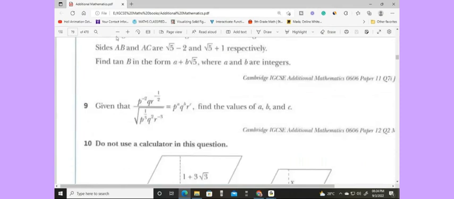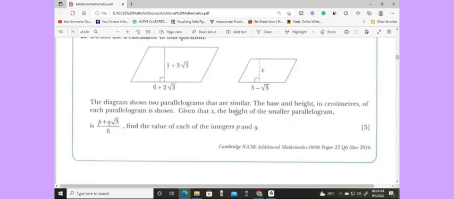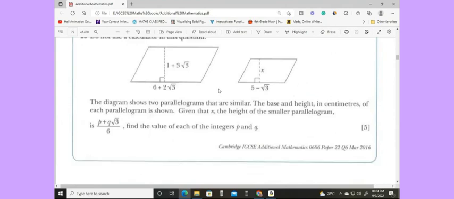This is your question number 10. Now what they are asking us to do: do not use a calculator in this question. We obey them. We're not going to touch our calculators now. The diagram shows two parallelograms which are similar. Similar, remember, they are not congruent, they are similar. Interior angles are equal, but the sides have different lengths. Therefore, they are similar. The base and height in centimeters of each parallelogram is given to us.